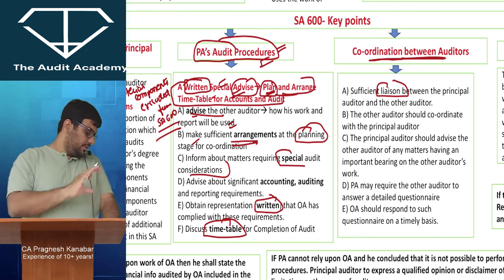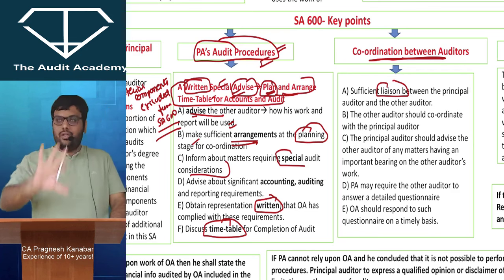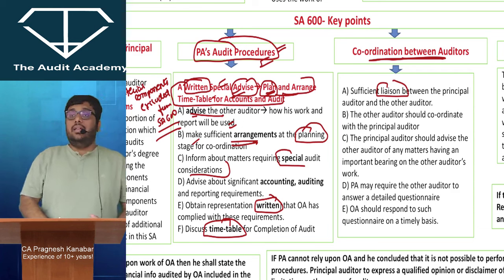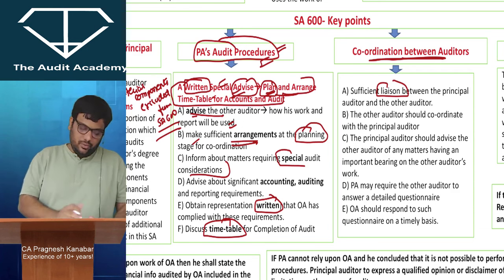So if there is a question which makes you very clear that you are the principal auditor, and then how will you coordinate with the other auditor, what kind of procedures you need to perform, the moment you see this, you start writing these lines.